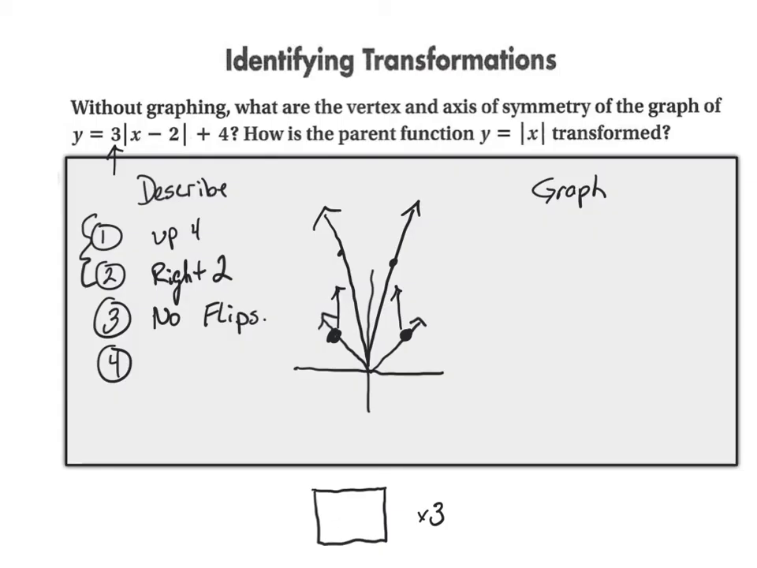Or if it was a 1/3 over here, you'd actually compress your numbers down. You'd make them smaller. So if I wanted to make my y values smaller, I could compress them down to here, and my graph would look like this. All right. So since this is a 3, we are going to go ahead and write that it is a stretch.